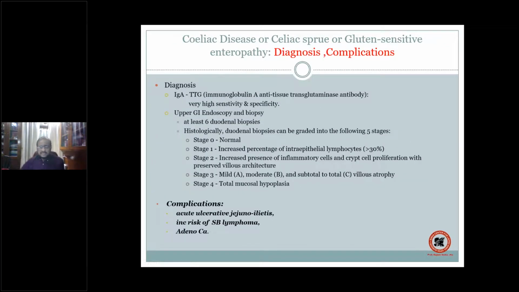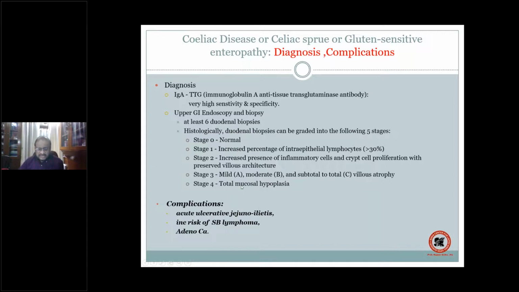As far as diagnosis is concerned, the gold standard as of today is the IgA-TTG, or immunoglobulin A anti-tissue transglutaminase antibody, which is diagnostic as far as gluten enteropathy is concerned. Upper GI endoscopy and biopsy becomes the ultimate histopathological diagnosis, and you have to take a duodenal biopsy, which is graded into 5 stages. I'm not going into the details of that, but just remember a duodenal biopsy can be taken in these patients, and that becomes confirmatory. So one, you have the serum test, and number two, you have a direct endoscopic contribution to your diagnosis.